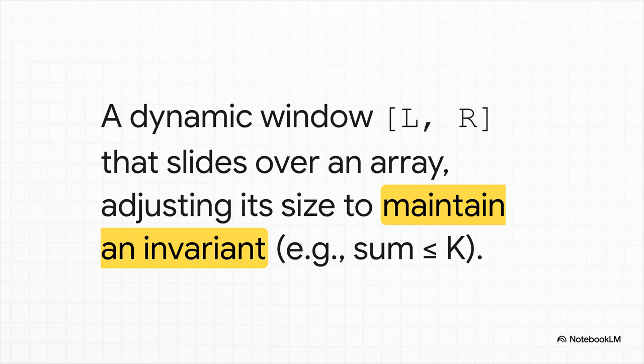Okay, next up is the sliding window. I want you to literally picture a ruler that you're sliding over the array. That's the core idea. It's this dynamic little window that grows by pulling in elements from the right and shrinks by dropping elements from the left, all while trying to maintain some kind of rule or constraint.